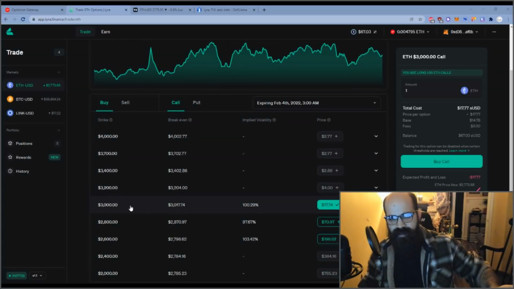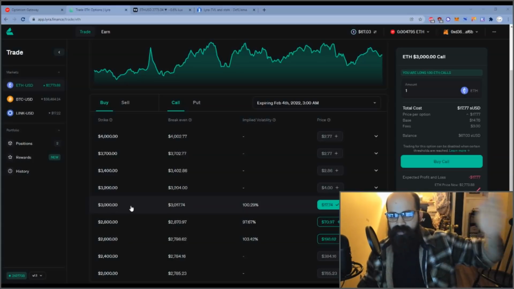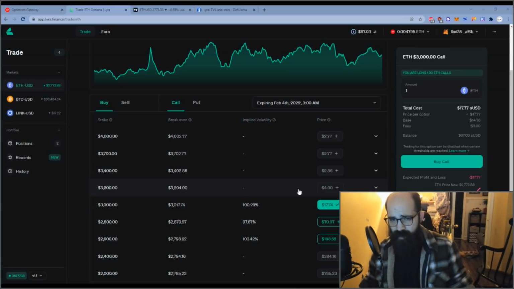Then I get this option, right? And if Ethereum goes to 3,500, well, I'm allowed to purchase Ethereum. I'm allowed to, I don't have to, I'm allowed to purchase Ethereum for 3,000, right? Which is making like a $500 profit if I wanted to.